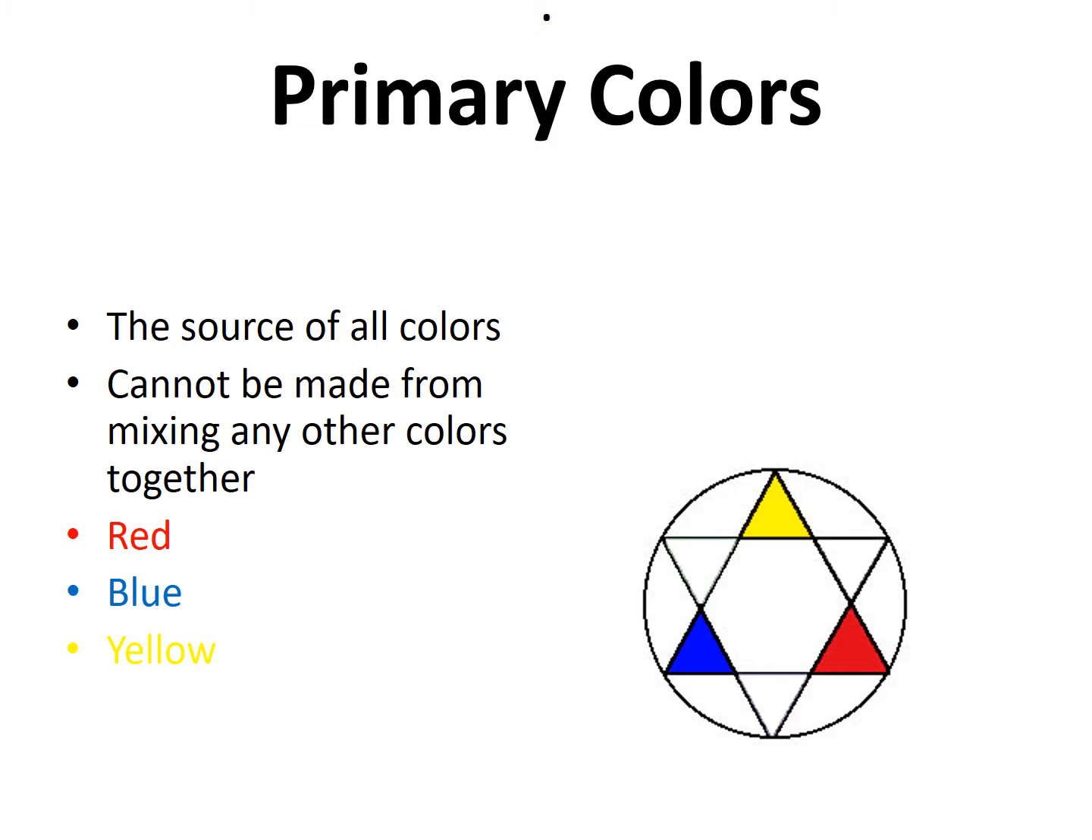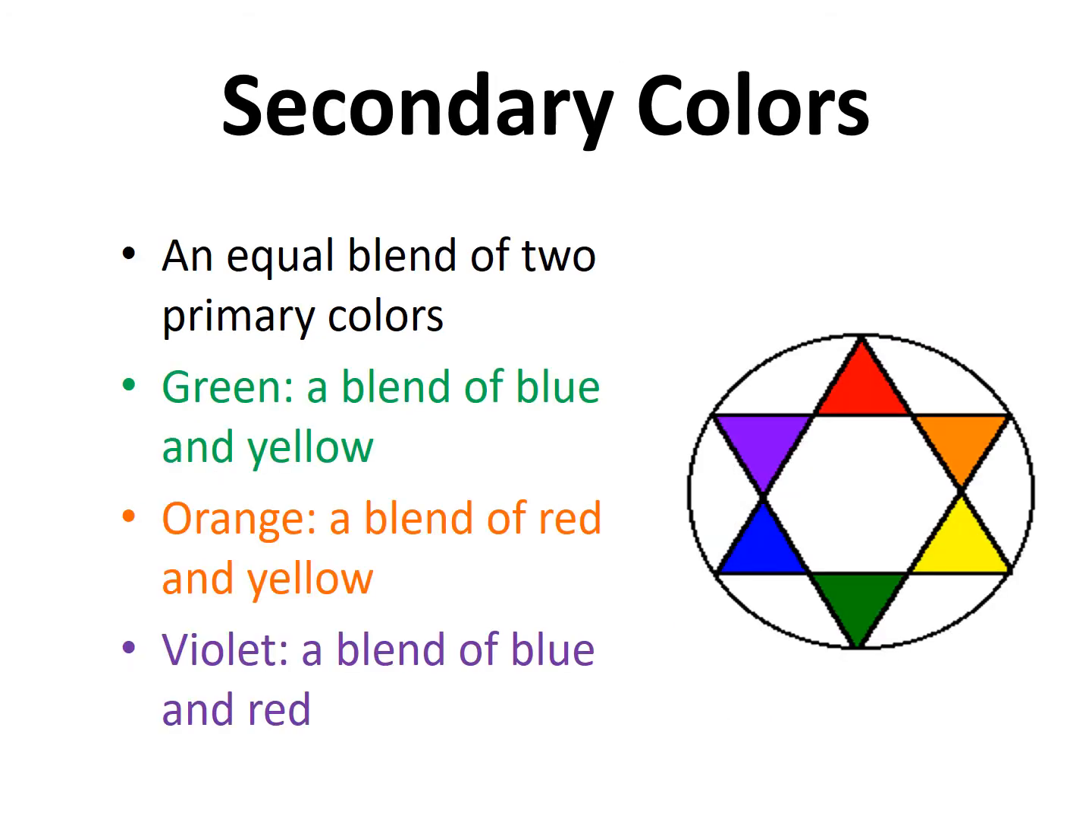So first we have primary colors. These are the source of all colors and they cannot be made from mixing any other colors together. They just exist: red, blue, and yellow. Now, remember that. Next, we have secondary, which are an equal blend of primary colors. So you have green, which is a blend of blue and yellow, orange, which is a blend of red and yellow, and violet, which is a blend of blue and red.